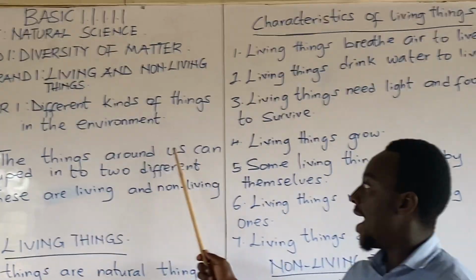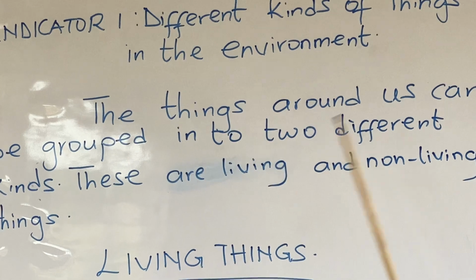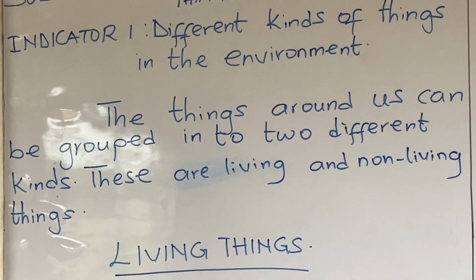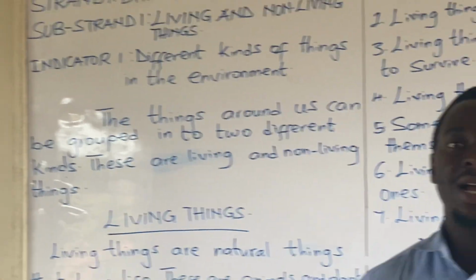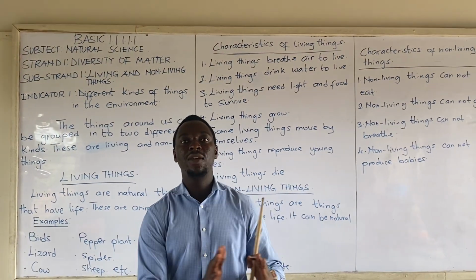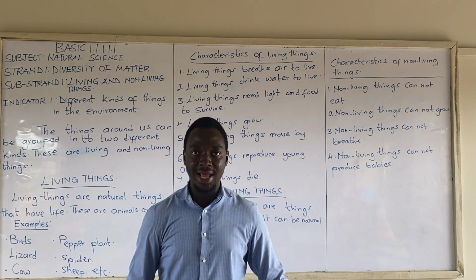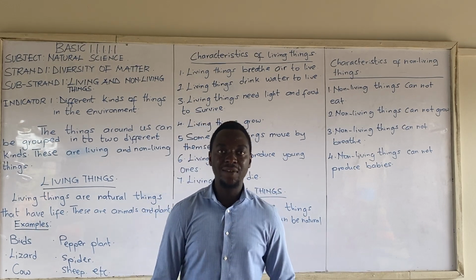The things around us can be grouped into two different kinds. These are living and non-living things. There are two keywords here. Let's look at what they are. We will first pick living things.